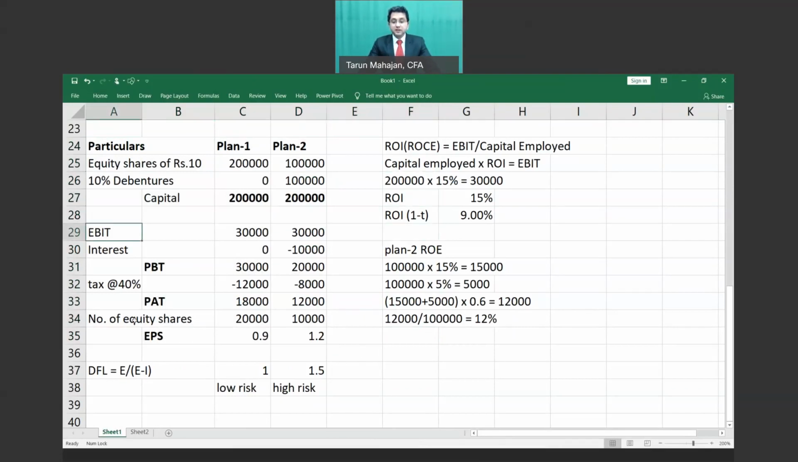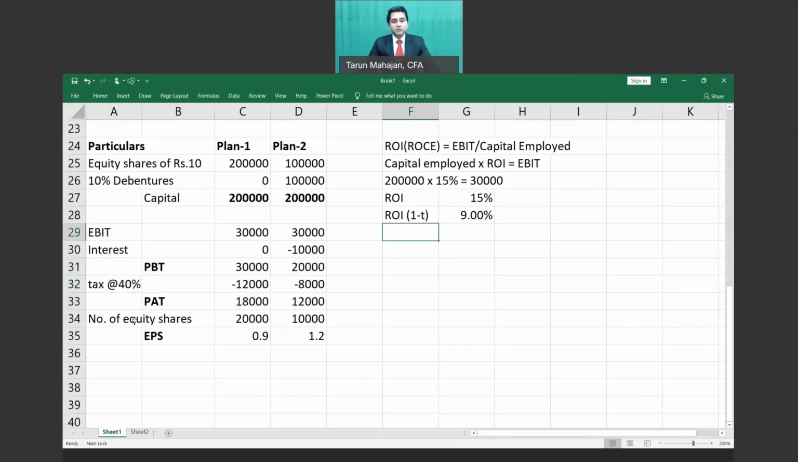Okay, let's consider this here only. So what I'm saying, don't calculate the weighted average cost of capital of plan 1 and 2 and select the plan which has lower WACC. Rather, you should consider EBIT also. You start with EBIT, then you deduct interest to get PBT, then you deduct tax to get PAT, then you divide it by the number of equity shares to get earning per share.